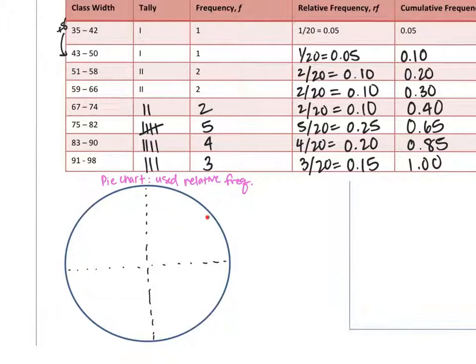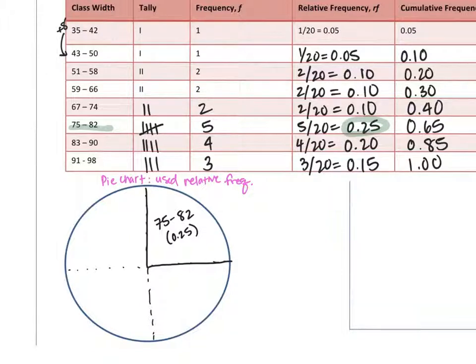So what I like to do is take a look at my relative frequency and pick out the numbers that represent very close to 25% or is 25%. So notice how the interval 75 to 82 is 25%. So in that case, I can say that this piece right here, I'm going to designate that piece to be interval 75 to 82. And if you like to be extra, you can also say that this is 0.25 or 25%.